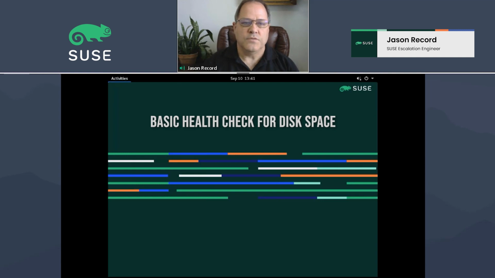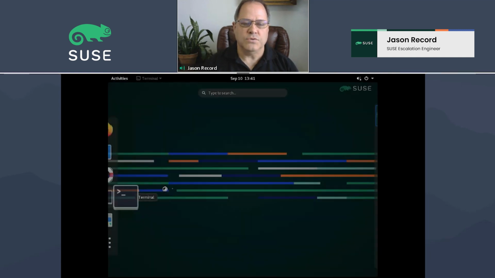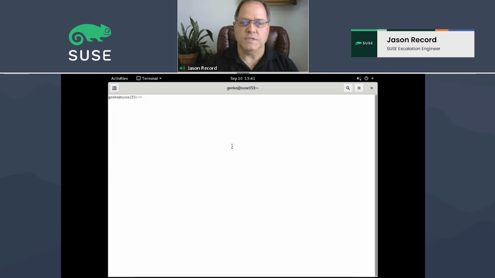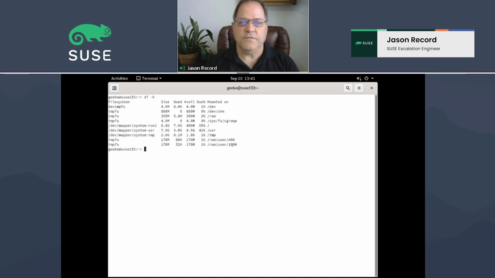So on this server, we've reported some issues, and perhaps we've looked at a supportconfig and found that we're out of disk space. So the first thing we want to do is use the df command to see where we're running out of space.